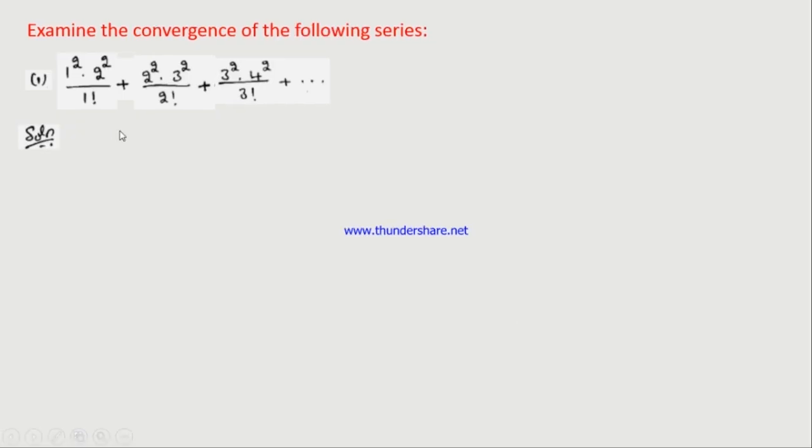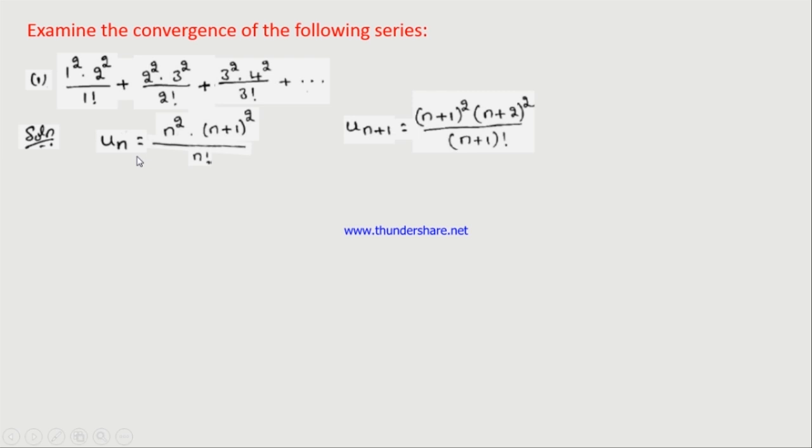In this problem, the nth term is not given, and we know how to write the nth term. In this case it is n square into n plus 1 whole square divided by n factorial. We need to know the n plus 1th term also. For that, replace each occurrence of n by n plus 1 in this. That gives u(n+1) equal to n plus 1 whole square into n plus 1 plus 1, that becomes n plus 2 whole square, divided by n plus 1 factorial.